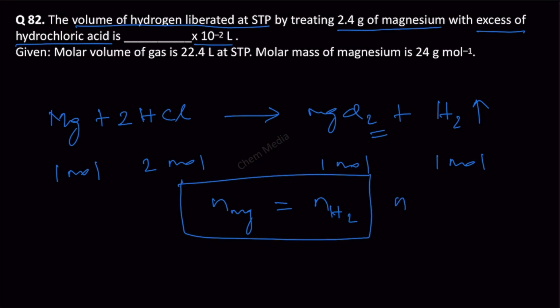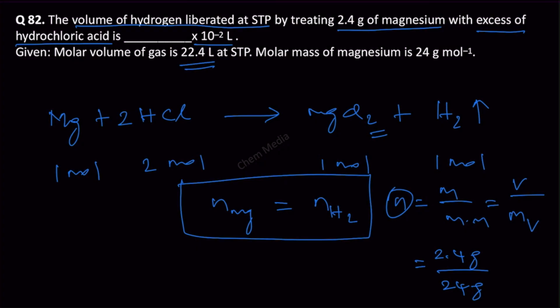We know that number of moles is equal to mass divided by molar mass, and that is equal to volume divided by molar volume. Molar volume here is given as 22.4 liter at STP. So therefore let's figure out the number of moles of magnesium. That would be equal to 2.4 gram divided by 24 gram per mole, that is given here. So this is 1 by 10 mole, number of moles equal to.